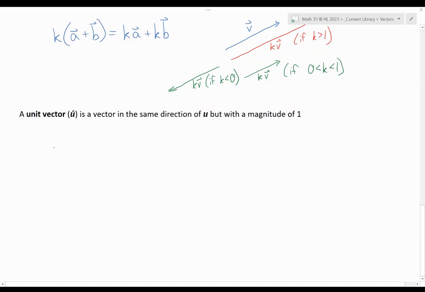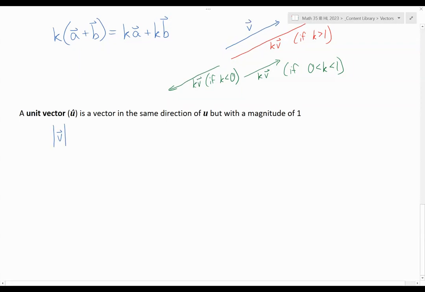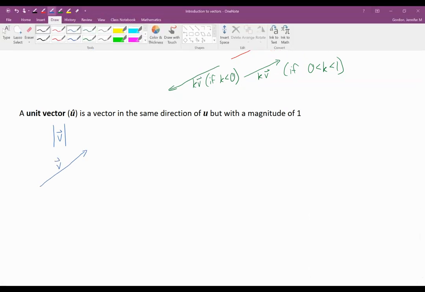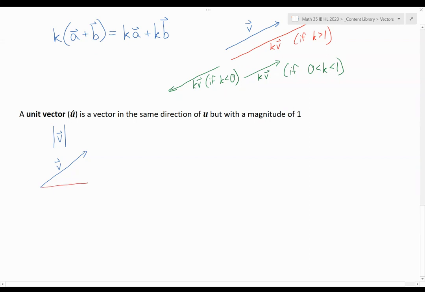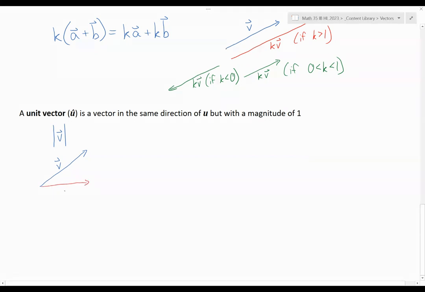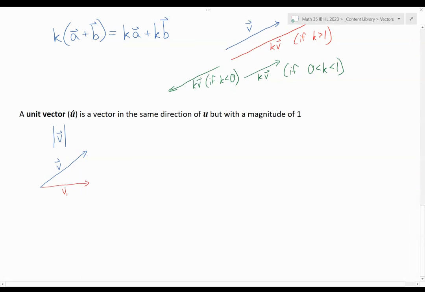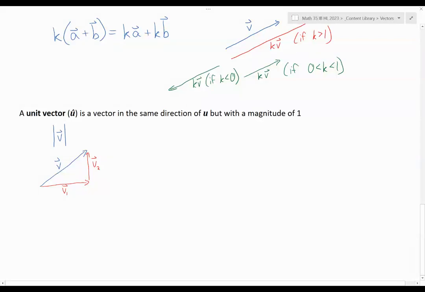So we use absolute value just like we would with numbers, where the absolute value of a real number is just how far away it is from 0 without worrying about whether it's above or below 0. With vectors, the magnitude is just its length. So if I think about how a vector v has both a horizontal component and a vertical component, the horizontal component would be, say, v1 in some direction, and the vertical component, v2, some length of that. By the Pythagorean theorem, I can figure out what the overall length of v is.